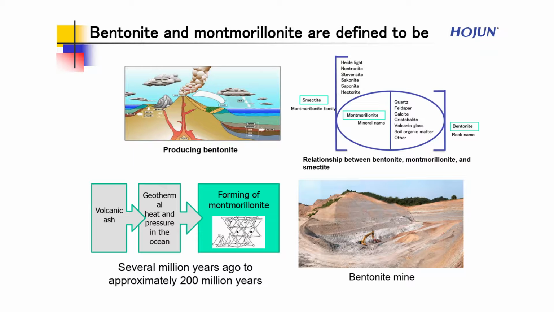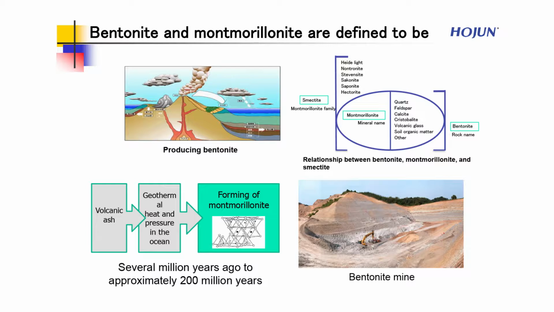Volcanic ash forms montmorillonite due to geothermal heat and pressure in the ocean over several million to several hundred million years. And bentonite is mined as mineral ore containing this montmorillonite. Bentonite is a natural clay mineral with montmorillonite as the primary component. When the montmorillonite contained in bentonite absorbs water, it exhibits the characteristics of swelling and becomes sticky.